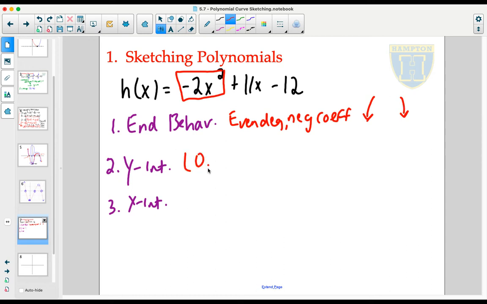Our y-intercept will always start with x is equal to 0. If x is equal to 0, both the first term and the second term go to 0, leaving us with the constant term of negative 12. Identifying the x-intercept is going to be a little bit trickier. That's going to require us to set the polynomial equal to 0 and solve.